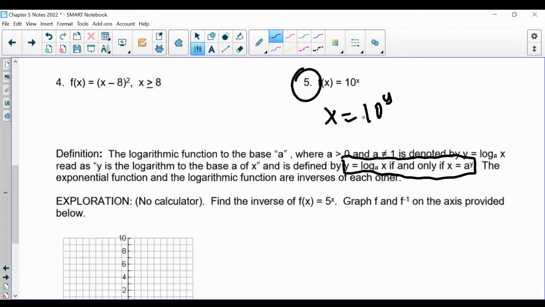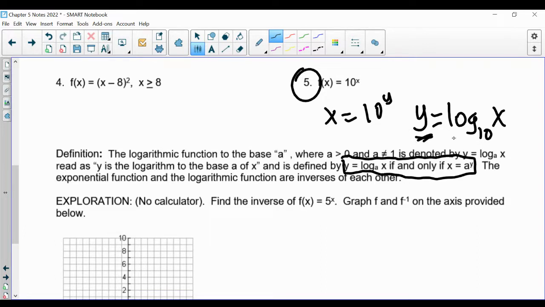So we apply that to what we just had up here. You could see literally we have x equals a to the y. Our a here is 10. So this is going to change to y equals log base 10 of x. And now it's solved for y, and this would be the inverse, right?